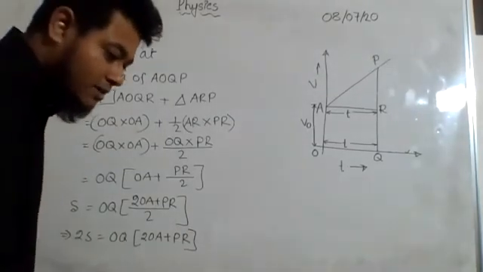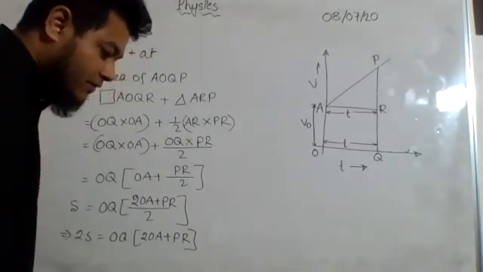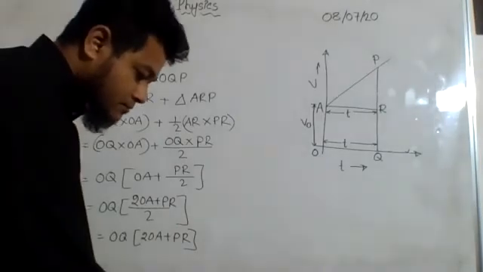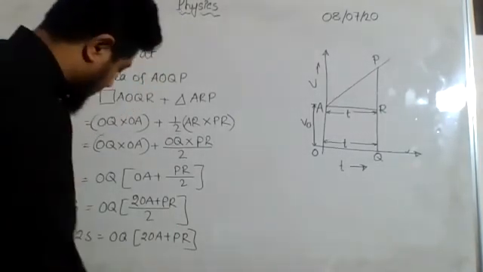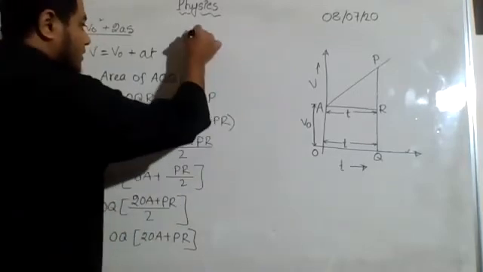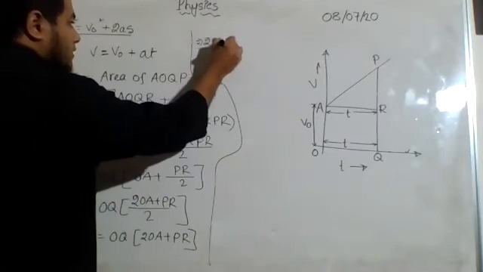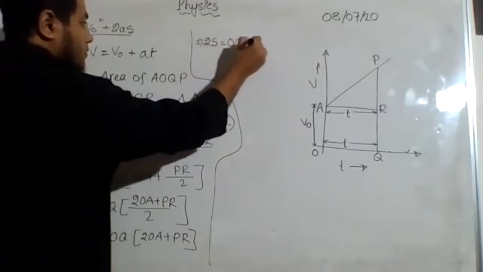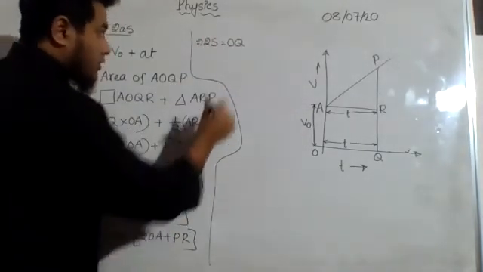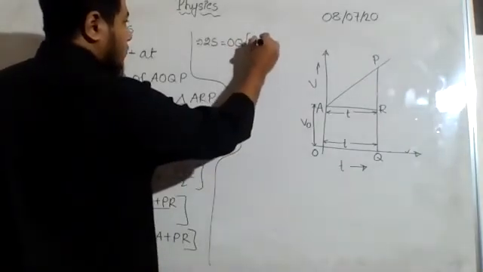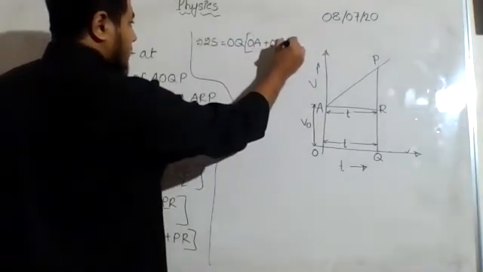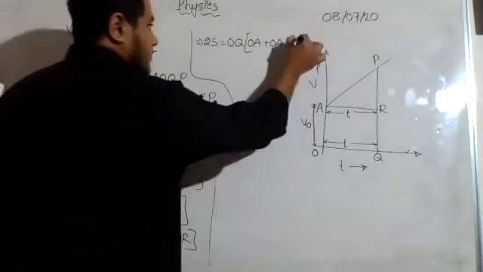Kindly let me know, unmute yourself and talk if you have any doubt at any point, okay? Then what they have done: 2S is equal to OQ into 2OA, right? So they have written it as OA plus OA plus PR.